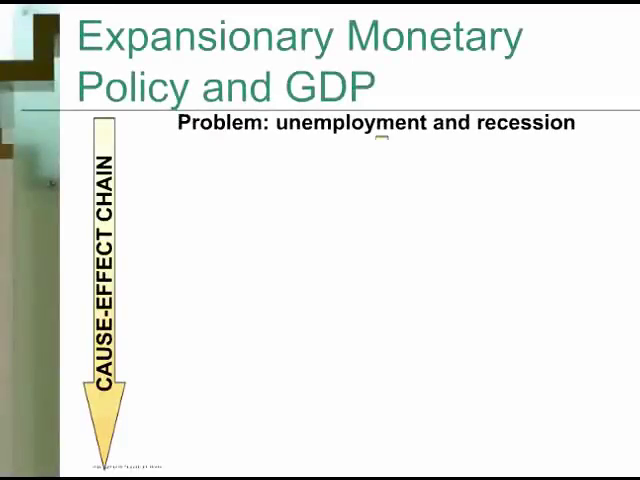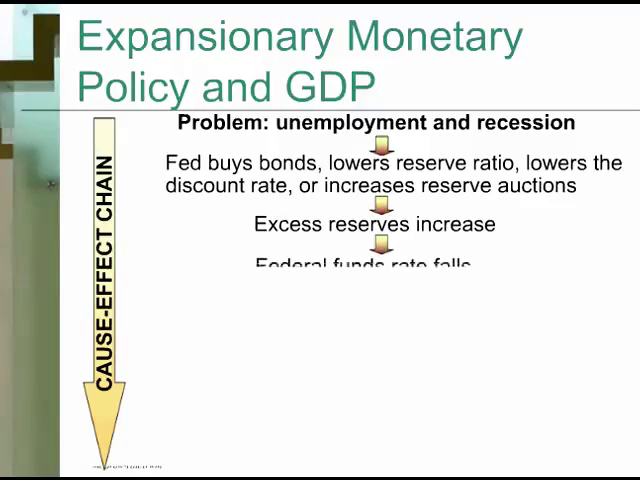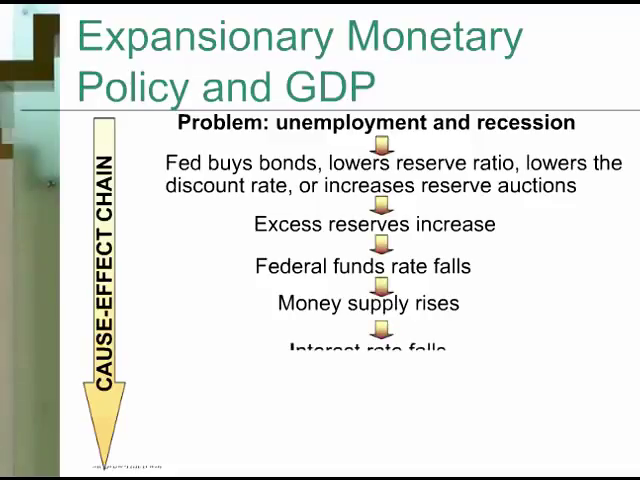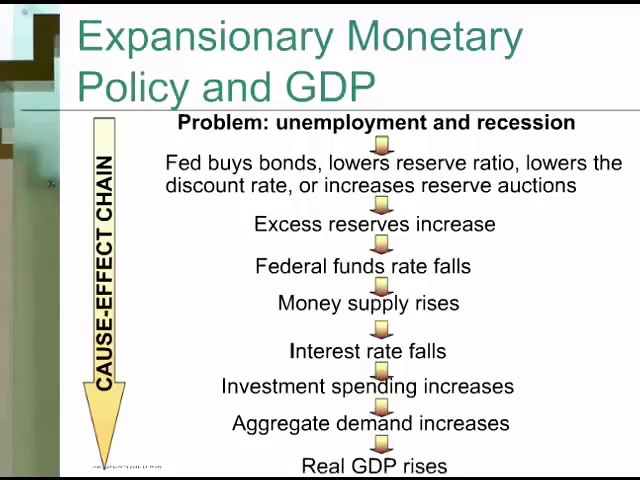How does expansionary monetary policy work? Suppose the economy falls into a recession and unemployment increases. The Fed buys bonds, lowers the reserve ratio, lowers the discount rate, or increases reserve auctions. As a result, excess reserves increase. The federal funds rate falls and money supply rises, which makes all interest rates fall. With lower interest rates, investment spending increases, and so does aggregate demand, leading to an increase in GDP.